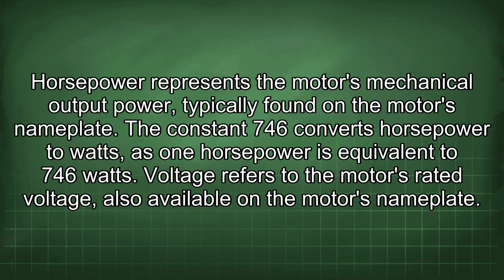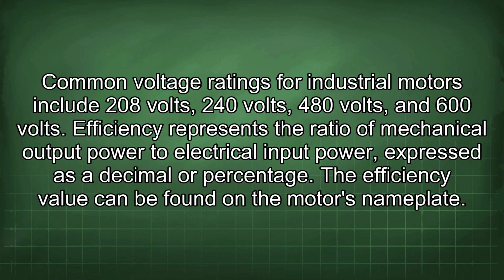Horsepower represents the motor's mechanical output power, typically found on the motor's nameplate. The constant 746 converts horsepower to watts, as 1 horsepower is equivalent to 746 watts. Voltage refers to the motor's rated voltage, also available on the motor's nameplate. Common voltage ratings for industrial motors include 208 volts, 240 volts, 480 volts, and 600 volts.